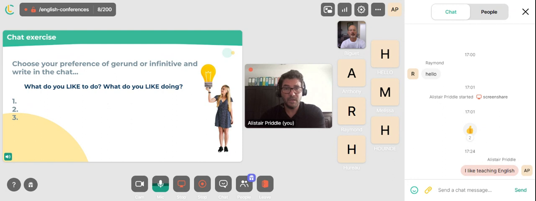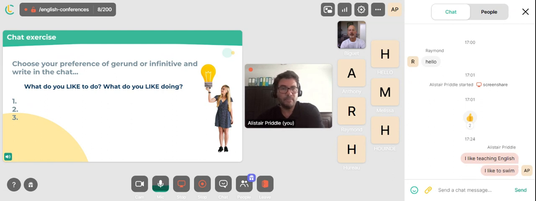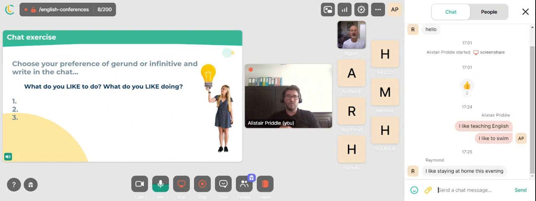I've used the gerund form there. I like teaching English. Now, I might also say I like to swim. And this is the infinitive. So I've just chosen my own personal preference. So what about you? What do you like to do? What do you like doing? If you want, you can participate in the chat. Maybe give me an example of something that you like to do or something that you like doing.